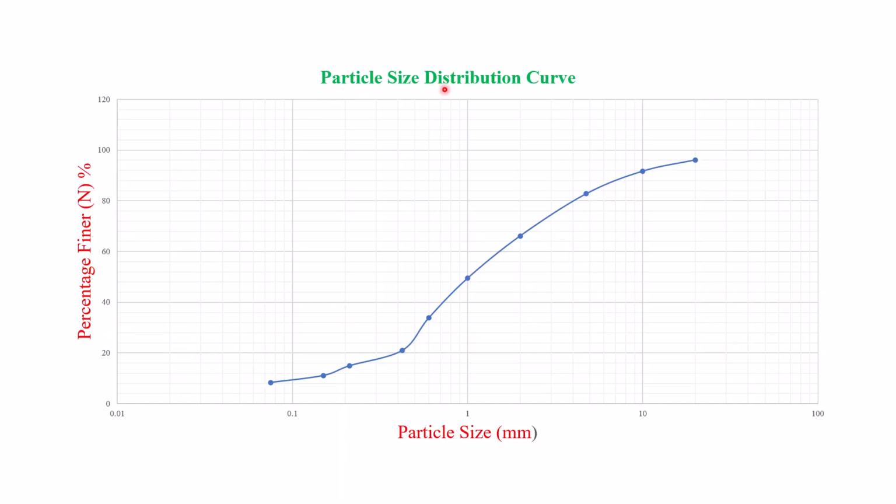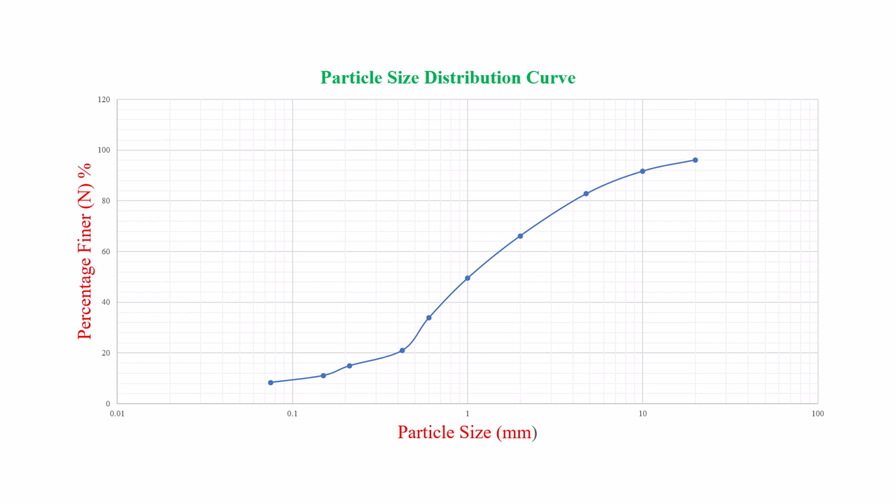How to plot the particle size distribution curve? Take the sieve size on the logarithmic x-axis and percentage finer on the y-axis. Plot all the points from the sieve analysis table and join them with a smooth curve. This gives the particle size distribution curve of the soil sample.